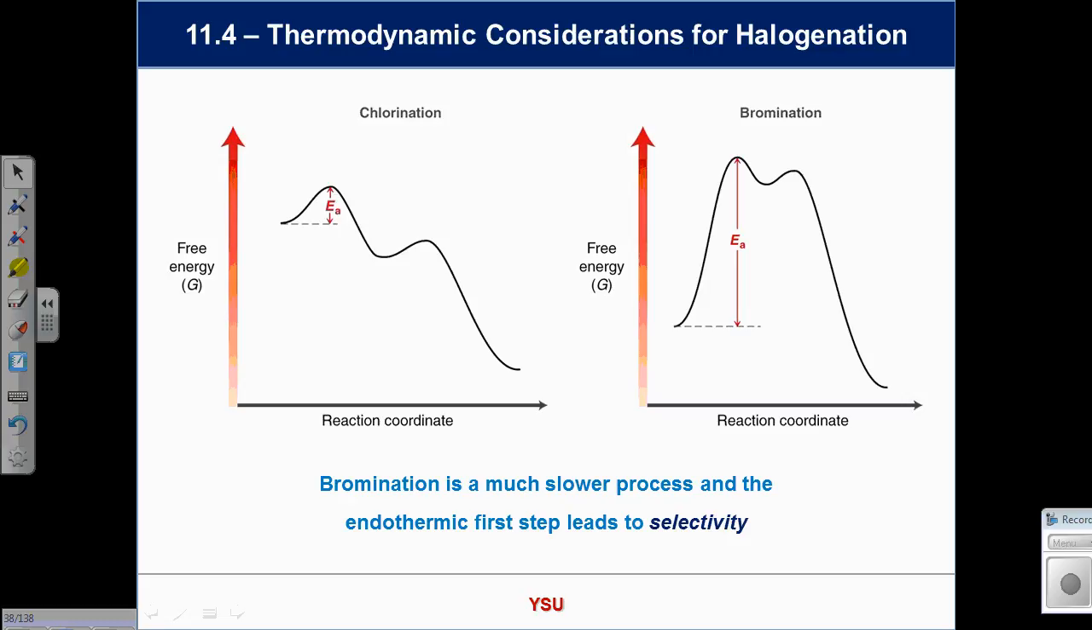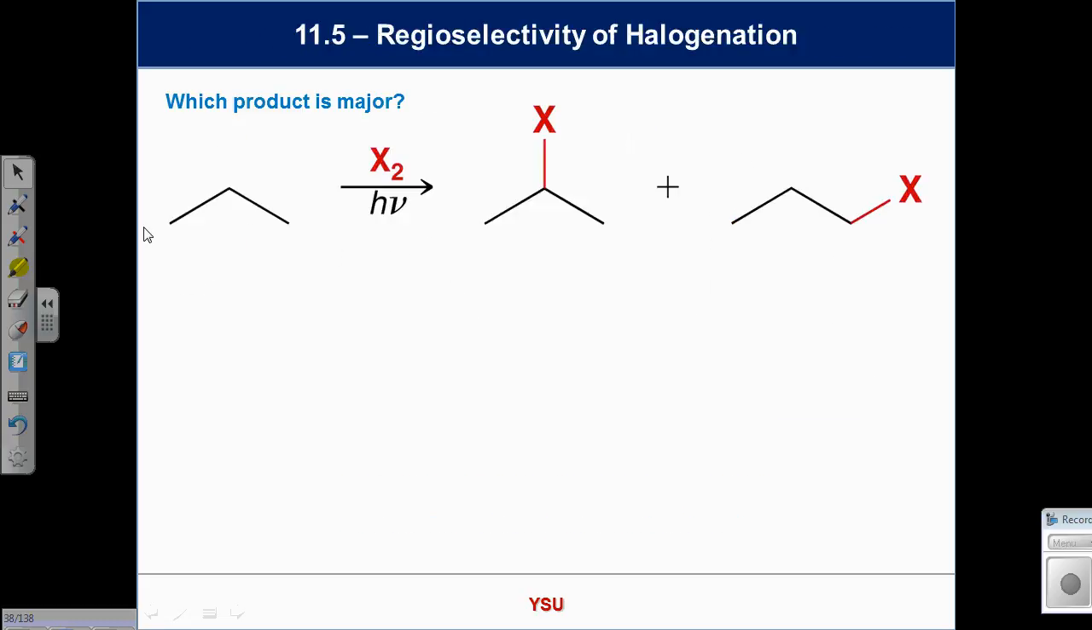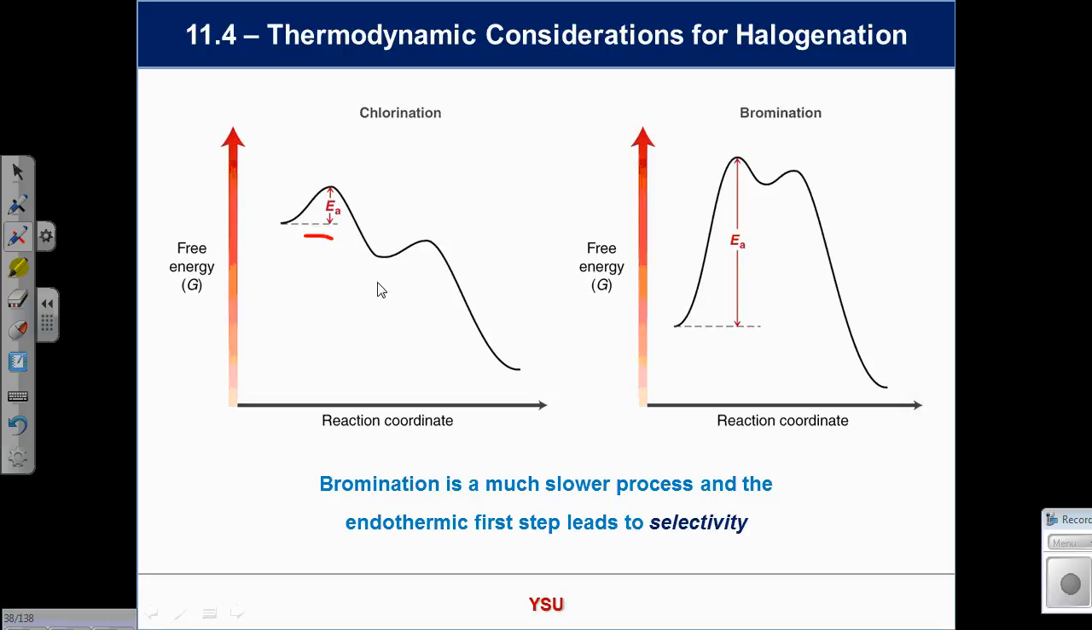So I started doing this on Friday. Let's have another look at this and see if we can get our heads around it. The idea that chlorination, the step that involves abstraction in the chlorination right here is, in this case, exothermic, whereas for the bromination, it's endothermic. There's a fundamental difference there. You can see that this reaction over here is very fast, and this step over here, correspondingly, is very slow.